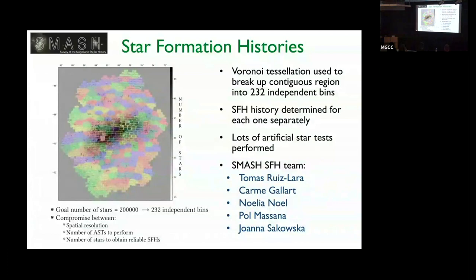Thomas Ries broke up the LMC data into a Voronoi tessellation, into 232 independent bins, and then ran star formation histories for each one of them separately. As some of you might know, you need to do loads of artificial star tests to make this work. That's really the hardest thing to do in star formation histories.